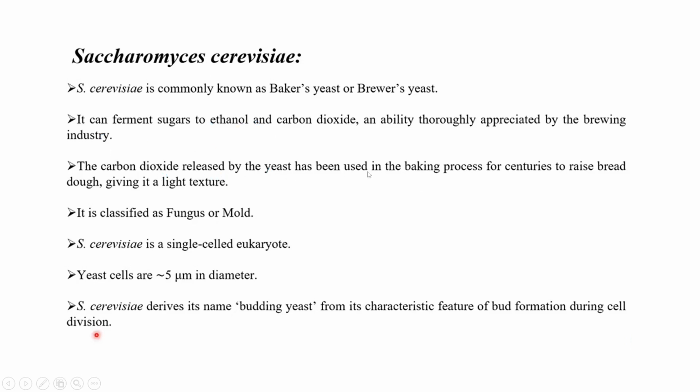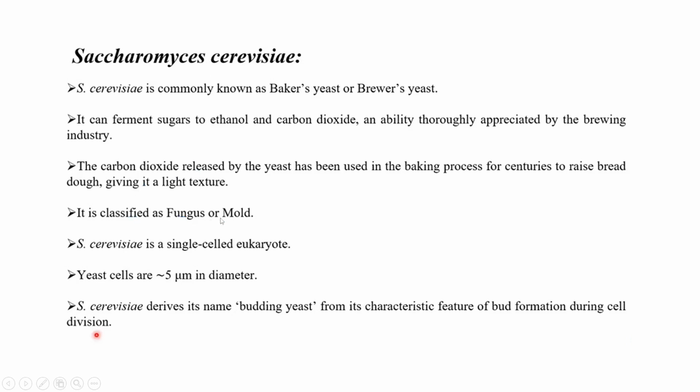And the carbon dioxide released by the yeast is used in the baking process to raise the bread dough, giving it a light texture. So along with ethanol, carbon dioxide is also produced, and this carbon dioxide is used in the baking industries to ferment dough during its preparation. So both these characteristics, ethanol as well as carbon dioxide production, are used in industrial processes.